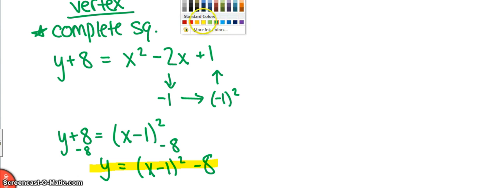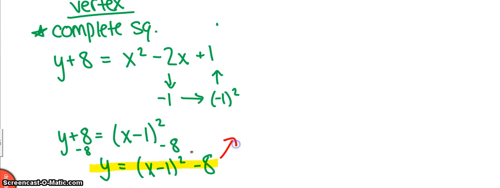So to go back to the question of what is the vertex, remember whatever is attached to the x shifts the x, but what lies inside lies to you. So this is going to shift your x from 0 to positive 1. So the x coordinate of your vertex is 1. And the minus 8 is going to take your y value from 0 down 8. So that will become 1, negative 8 as your vertex.